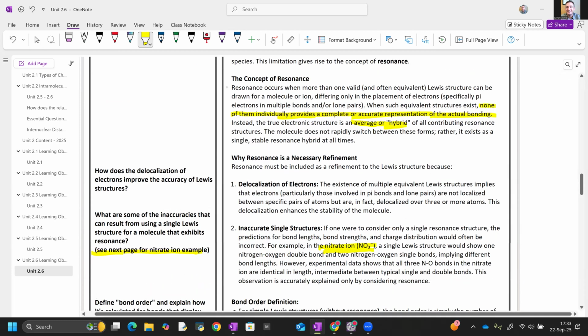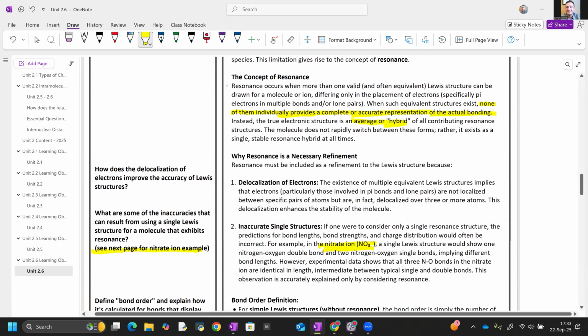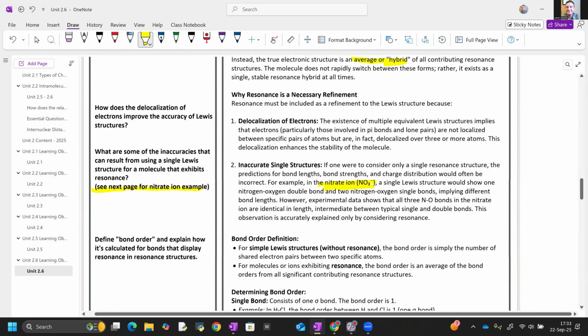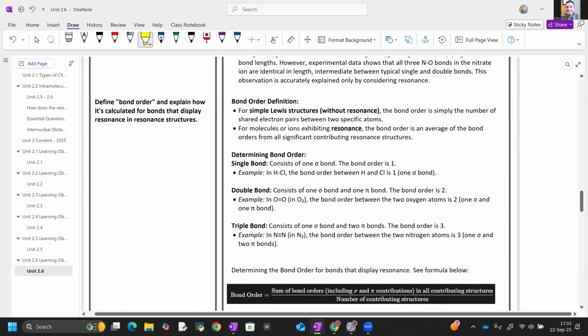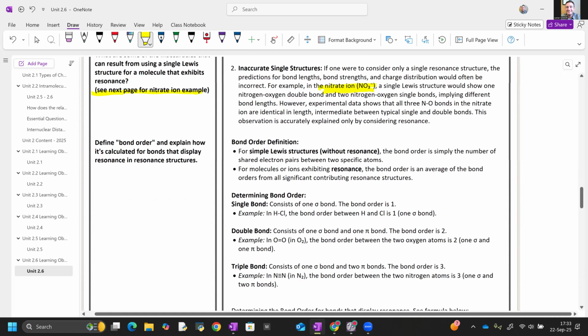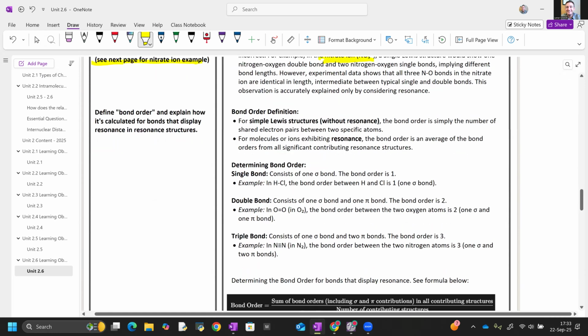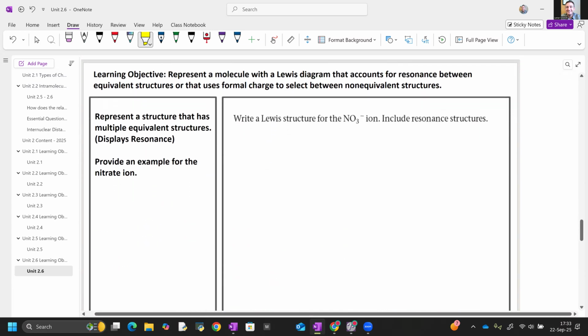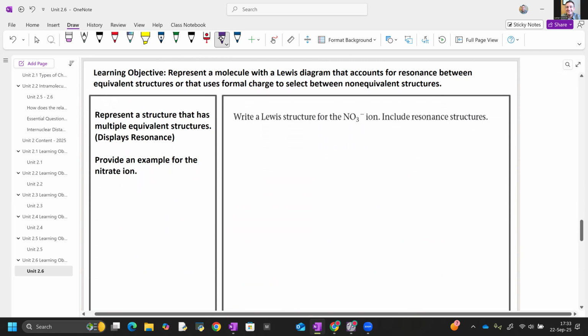So let's talk about this looking at the nitrate ion. All right, and so we're going to do that real quick, or maybe not real quick. And then we'll come back to this bond order definition as we are considering the nitrate ion. So I do like this nitrate ion as an example, one, because it's a polyatomic ion, and it forms covalent bonds between the nitrogen and the oxygen.